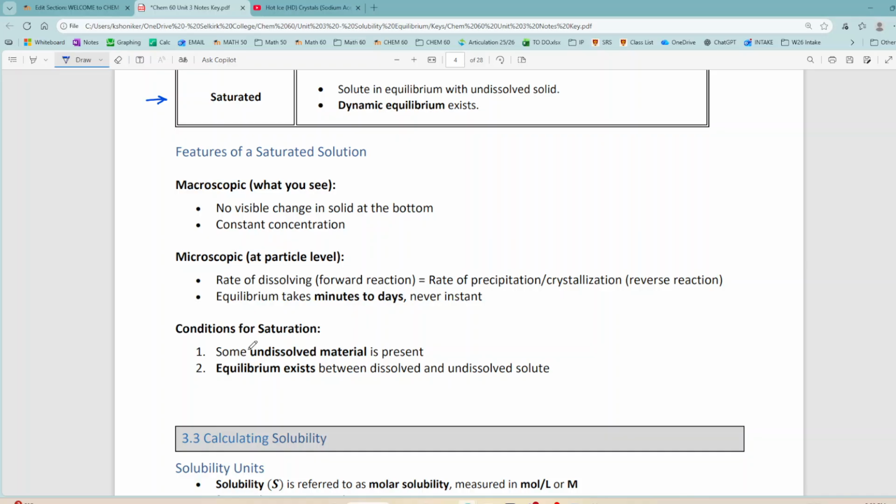So for you guys, just a key thing to be aware of is that the conditions for saturation to be reached is that you'll have some undissolved material at the bottom, and that means that equilibrium, and you've left it for a period of time so that equilibrium can exist between the dissolved and the undissolved solute.